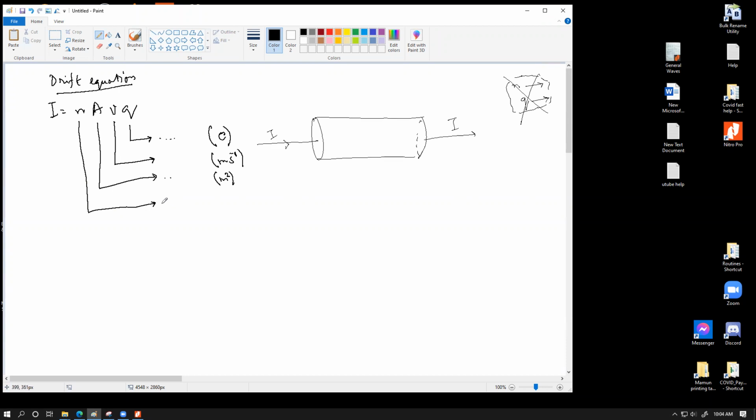N: number of charge carriers per volume in the conductor.